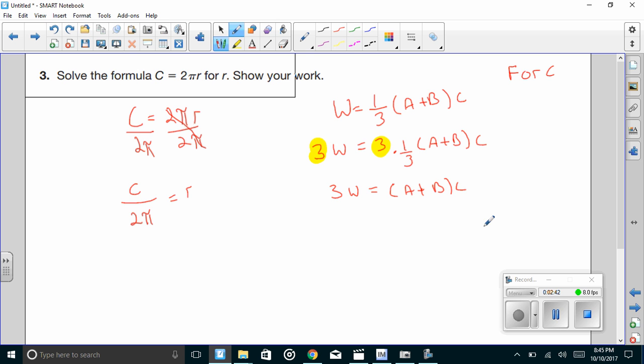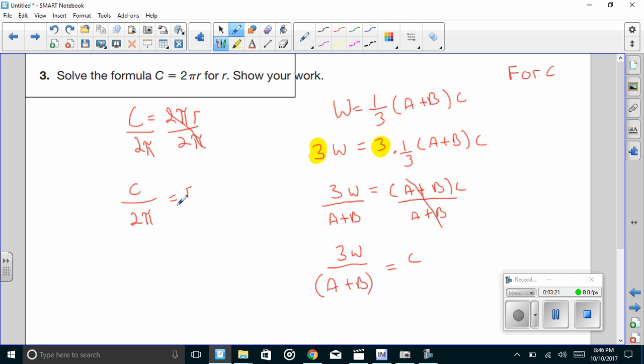Okay, now the next thing we want to do is, again, trying to isolate the C by itself. So we're going to divide the A plus B on both sides. Once we do that, the A plus B on one side cancels out, and that will leave us with 3W divided by A plus B, and you can put parentheses on this if you want, is equal to C. All right. So that's a literal equation here.